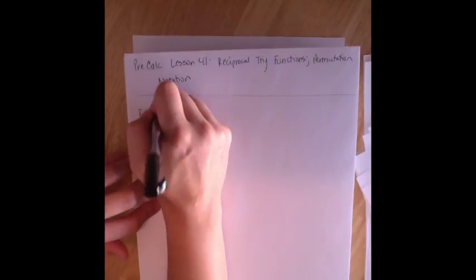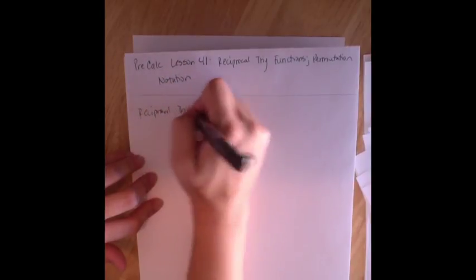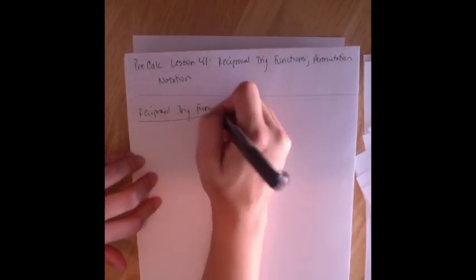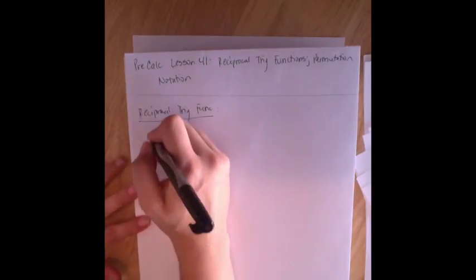Hello everyone, this is Pre-Calc Lesson 41, Reciprocal Trig Functions and Permutation Notation. So let's just dive right into it. Reciprocal trig functions. Okay, so our reciprocal trig functions, we have secant, cosecant, and cotangent.